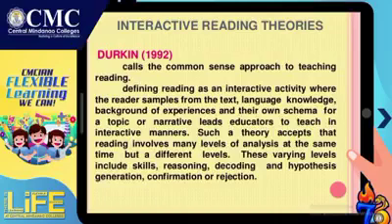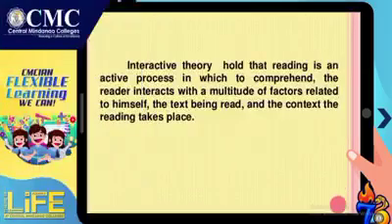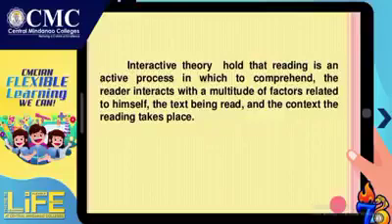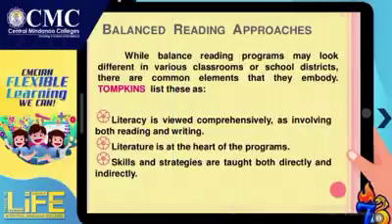These varying levels include skills, reasoning, decoding, and hypothesis generation, confirmation, or rejection. Interactive theory holds that reading is an active process in which to comprehend, the reader interacts with a multitude of factors related to himself, the text being read, and the context in which the reading takes place. Next, we have balanced reading approaches.